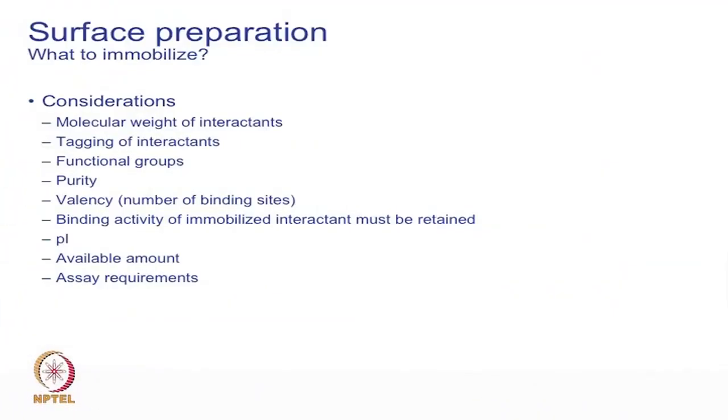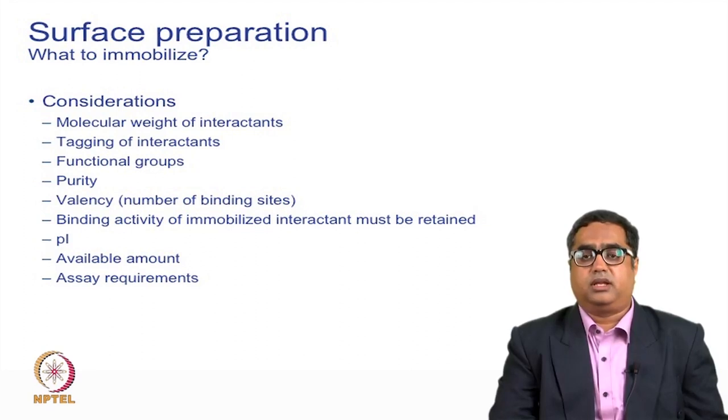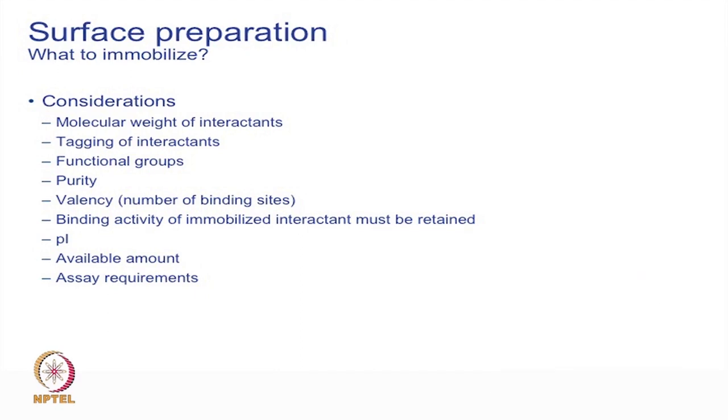And when we are immobilizing, we need to know a great amount of information about the protein that we are immobilizing or a macromolecule that we are immobilizing. We need to understand the molecular weight of the interactant, the tags that are present on the interactant, the functional groups, the pI of the molecule, the purity of the molecule, the available amount and the required assay conditions, and the binding activity and valency are some of the important points which we need to consider when we are going for identifying a ligand.